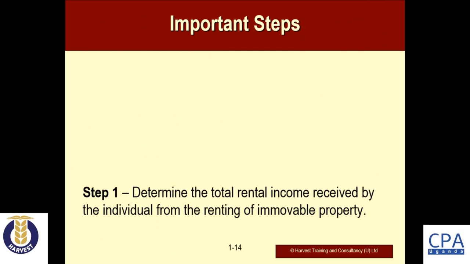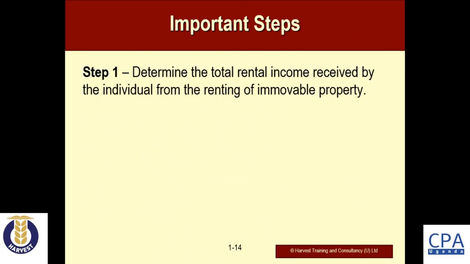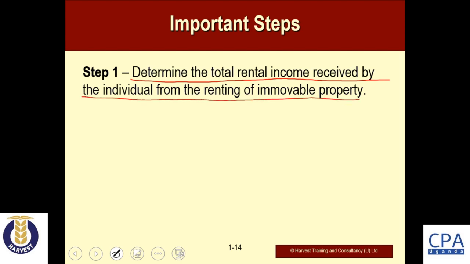In step number one, you determine the total rental income that the individual has received from renting of immovable property. You determine the total rental income received by the individual from renting of the immovable property. So if the person has 5 rental units, you determine how much they have derived from those 5 rental units.